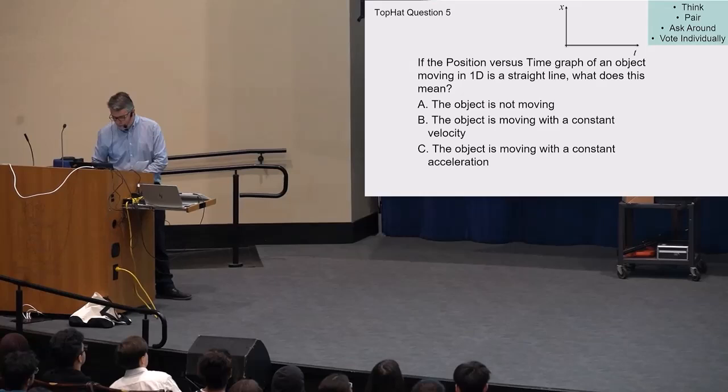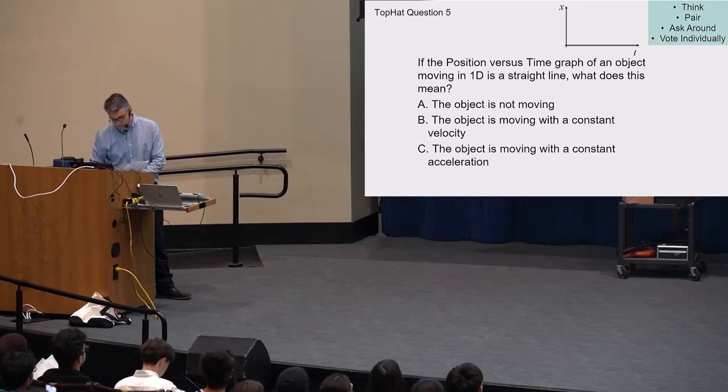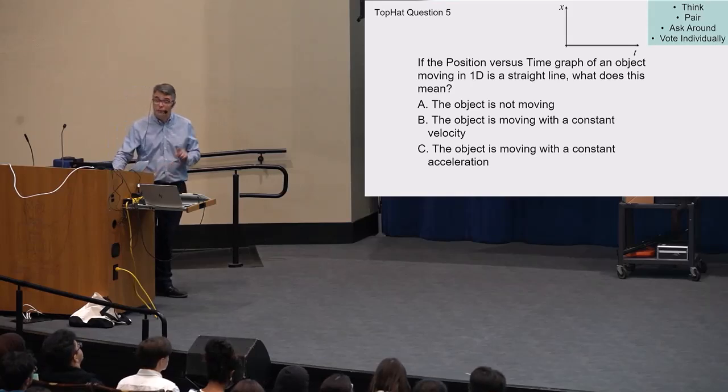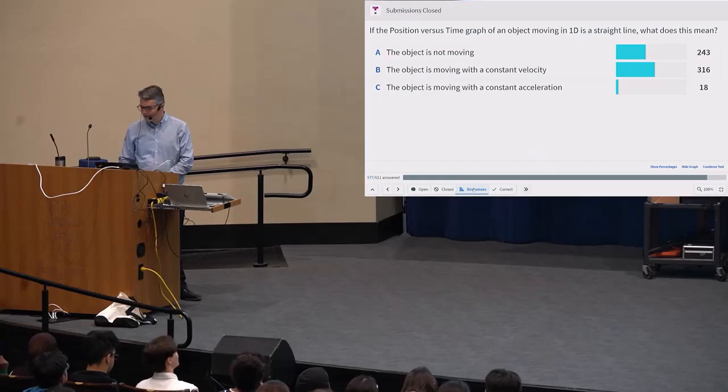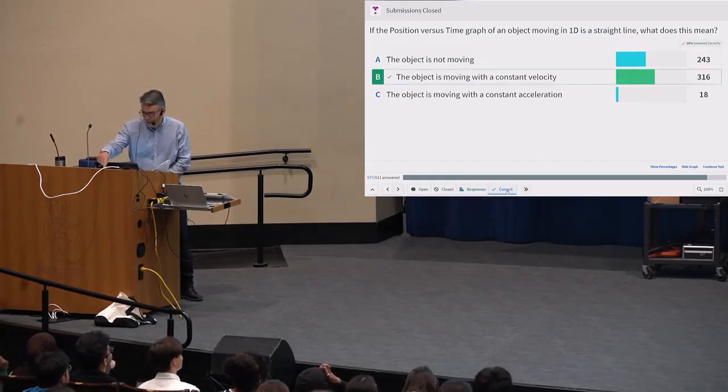If you have a position versus time graph and it's a straight line, what does that mean? Does it mean A, the object's not moving, B, the object's moving with a constant velocity, or C, the object's moving with a constant acceleration? Survey says, almost a tie. Let's see, drum roll. I liked B.